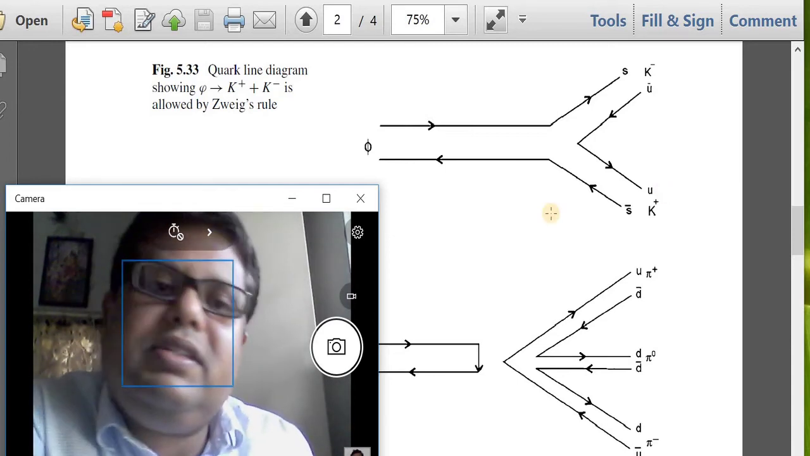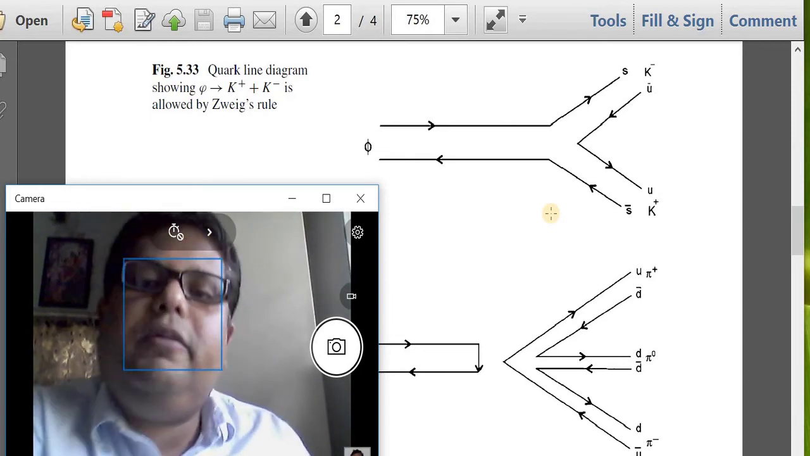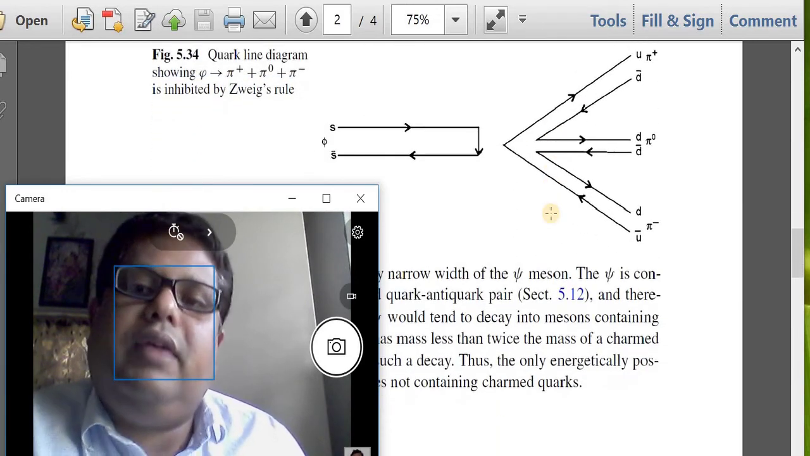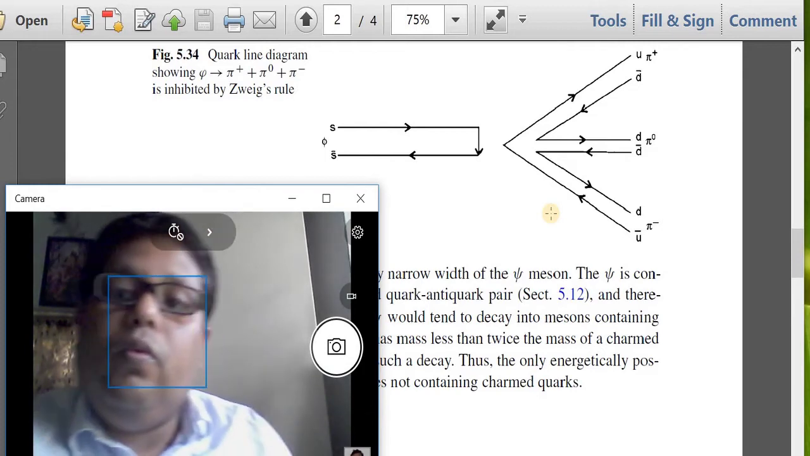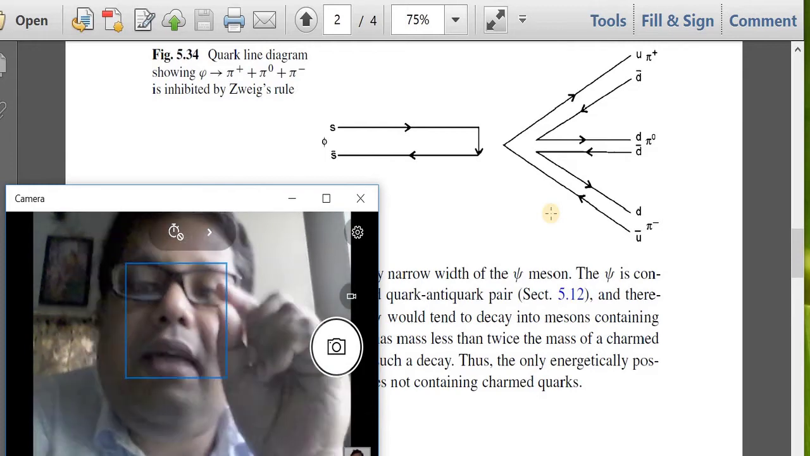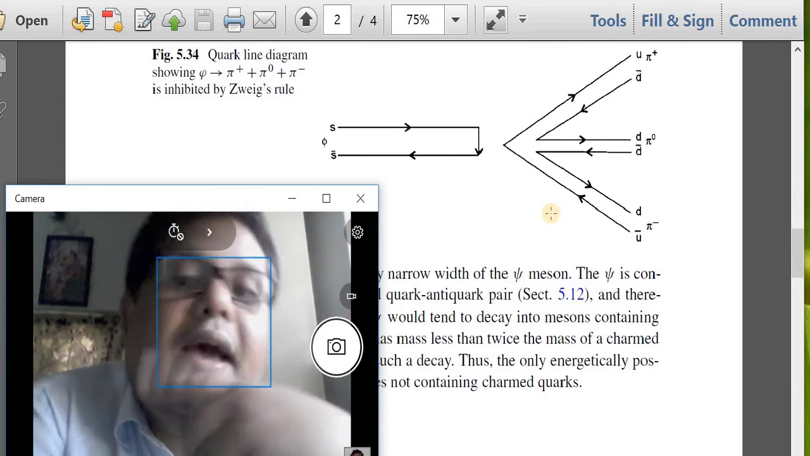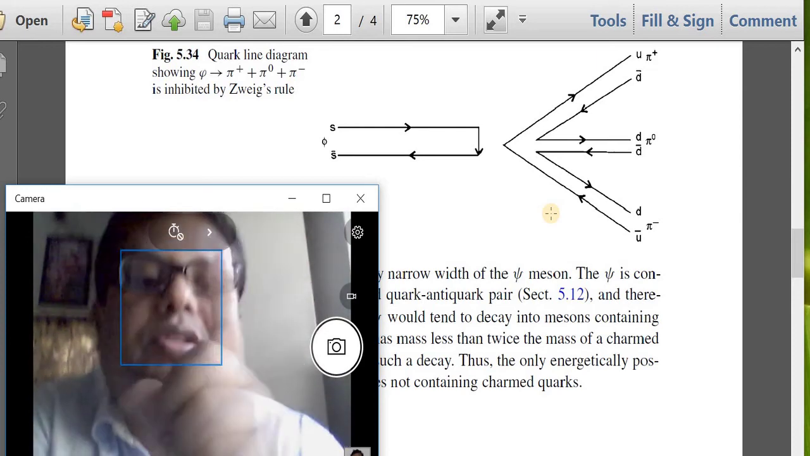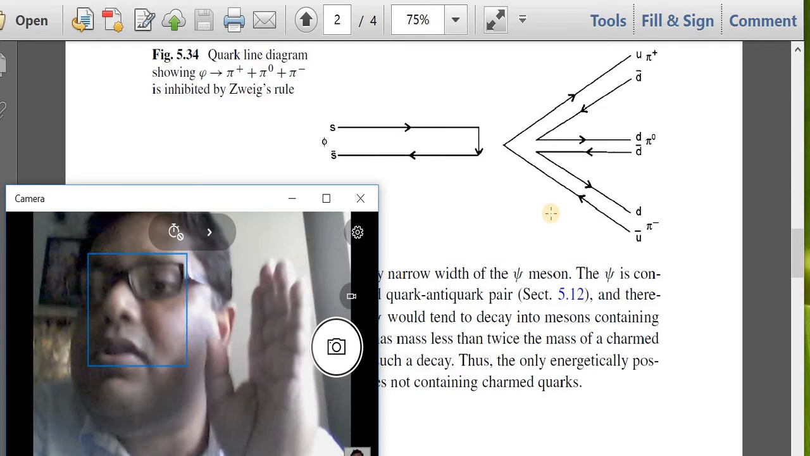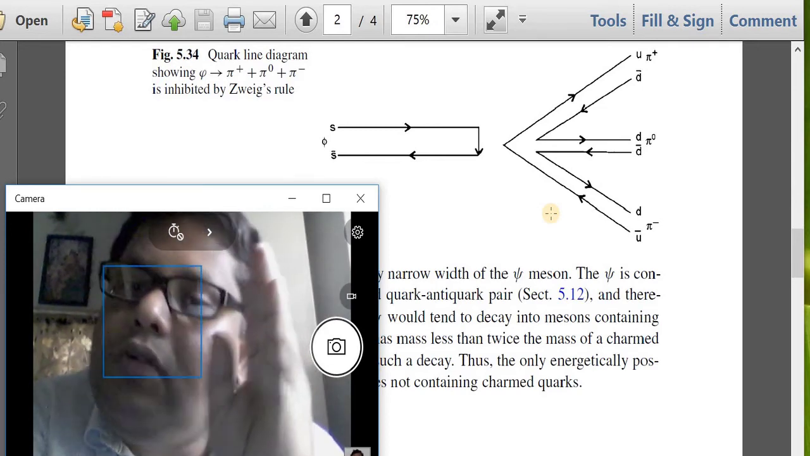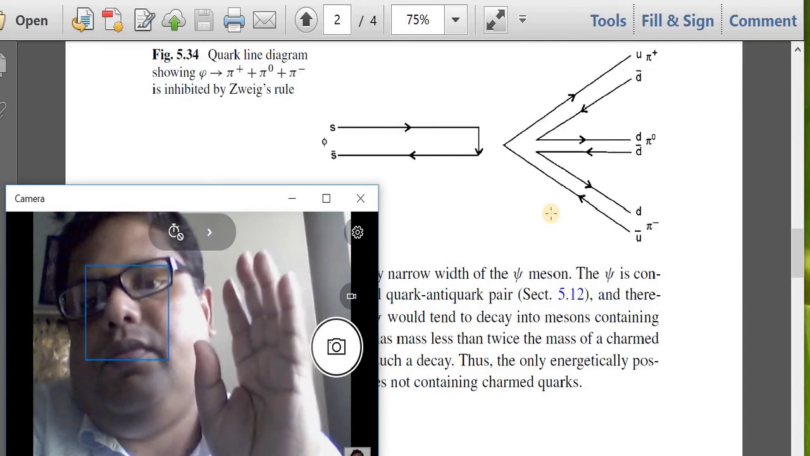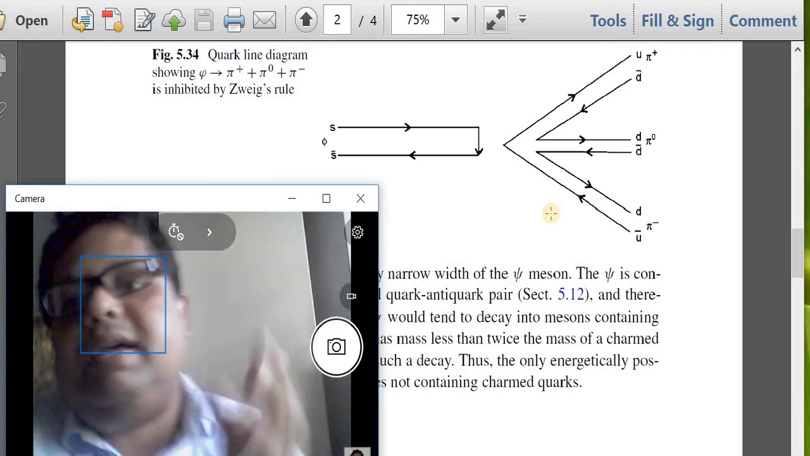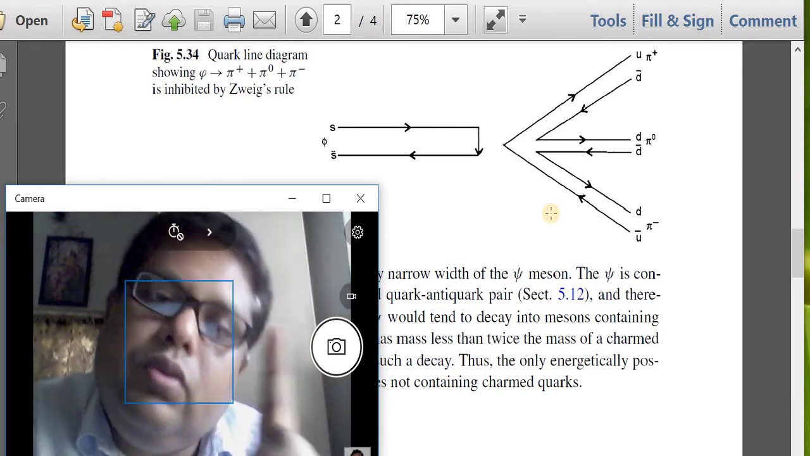There is no disconnection here, no problem. Fine. Now let me move forward to the next figure, figure 5.34, and this is the first case which says that this reaction is not possible. I am showing this here without giving you any physics details. I am not giving you the physics details of why this does not happen. I am just showing you why this is not possible through only the Zweig rule. Maybe in a future class I will discuss the reasons, but right now let me concentrate on the reason through the quark flow diagram only.